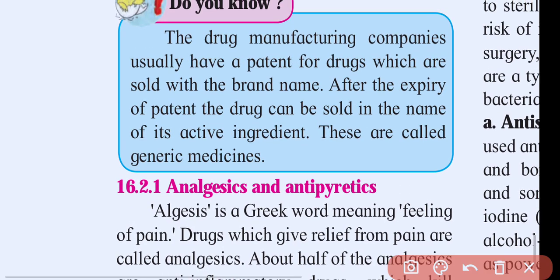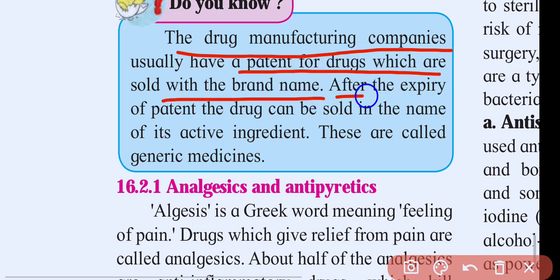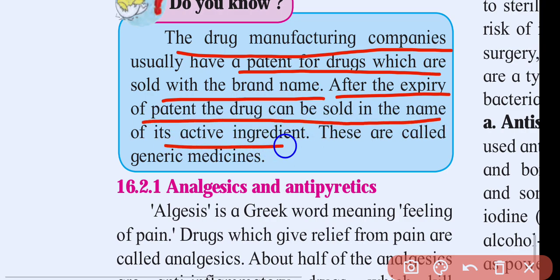Now see, the drug manufacturing companies usually have a patent for drugs which are sold with the brand name. After the expiry of the patent, the drug can be sold in the name of its active ingredient. These are called generic medicines.